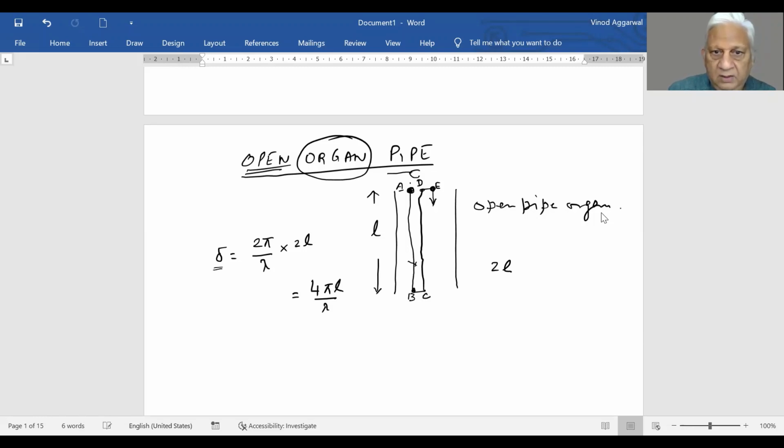Yes, there are two reflections. One takes place at this place, one takes place at this place. There's a phase difference of pi because of this reflection. Again, there is a similar reflection here. The phase difference is pi. So the total phase difference is delta equal to 4 pi L by lambda plus pi here and pi here, 2 pi.